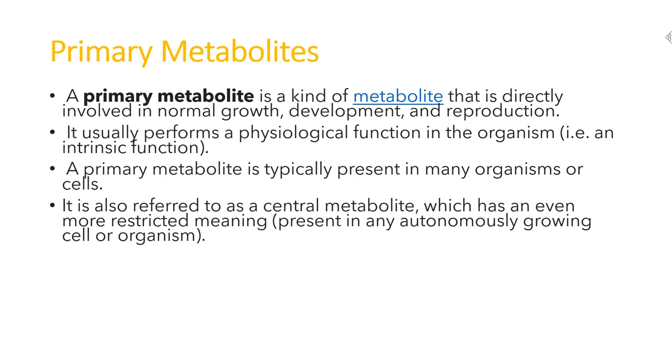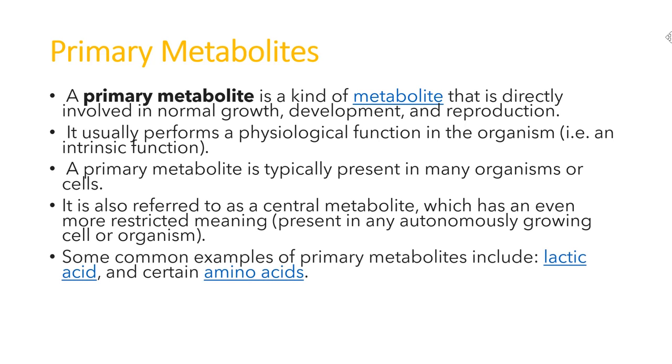These primary metabolites are essential for normal growth, as we require proteins in early life and carbohydrates for our energy. They directly affect the growth, development, and reproduction of the organism. They depend upon each cell and each organism, with somewhat different conditions, so they are present in any autonomously growing cell or organism. Some common examples of primary metabolites include lactic acid and certain amino acids.